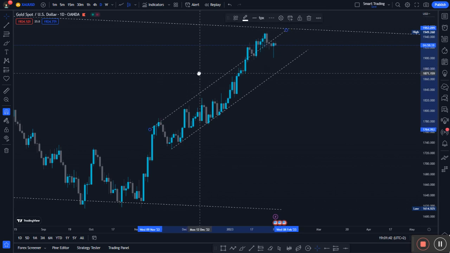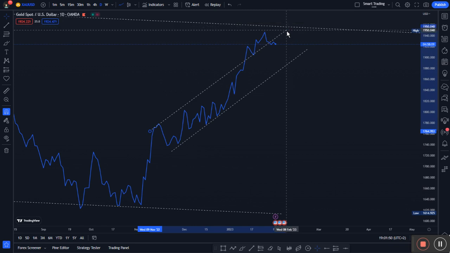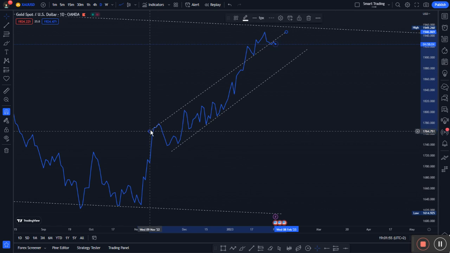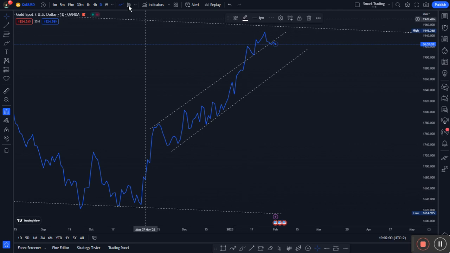From what I'm seeing here, let's just quickly go to a line chart. A line chart will confirm a lot of things. So this is what we are getting from a line chart, right? From here, we can go back to our candlestick chart.